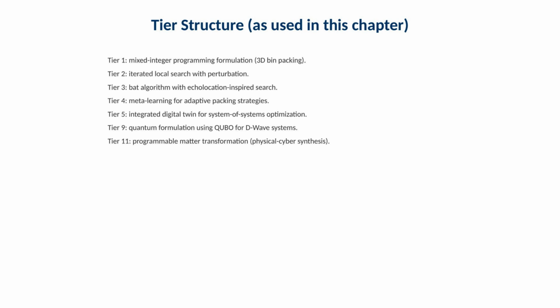This chapter uses a tier structure. Tier 1 builds the mathematical mixed integer programming formulation. Tier 2 uses iterated local search with perturbation. Tier 3 uses a BAT algorithm inspired by echolocation. Tier 4 uses meta-learning, so the method can adapt across instance types. Tier 5 integrates a digital twin. Tier 9 introduces quantum optimization using a quadratic binary formulation. Tier 11 explores programmable matter as a future physical-cyber transformation.